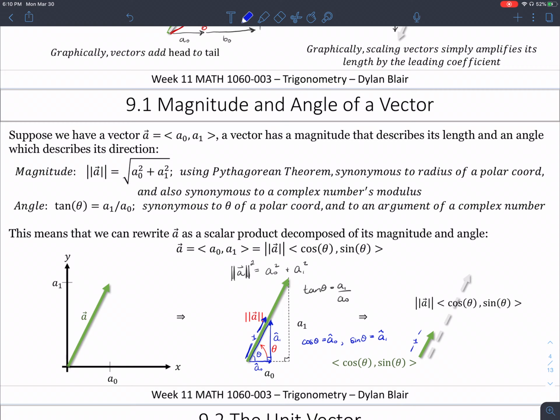And its length is 1. Okay, so that means that when we scale it by its magnitude, we now get back to our original vector that we just had decomposed.